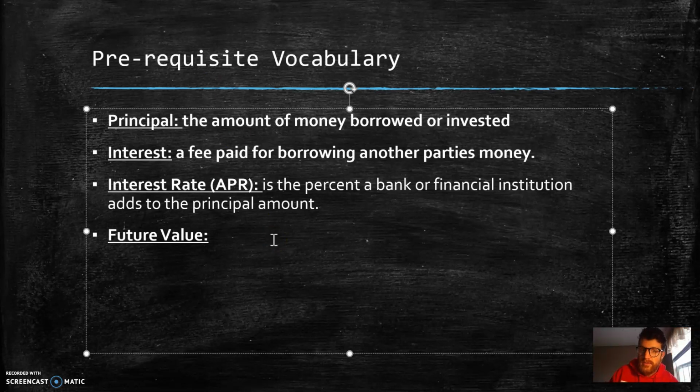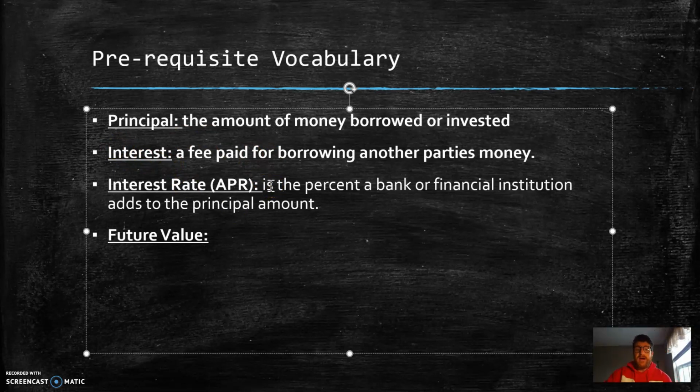Next, interest rate. When you take out a loan or you invest, there's usually some sort of rate that tells you how much the interest is going to be. Rate means percentage, right? So interest rate is the percent that a bank or financial institution is going to add to the principal amount. They might say that the interest rate is 5% or 4%, right? And that's how the interest, the second bullet, is calculated.